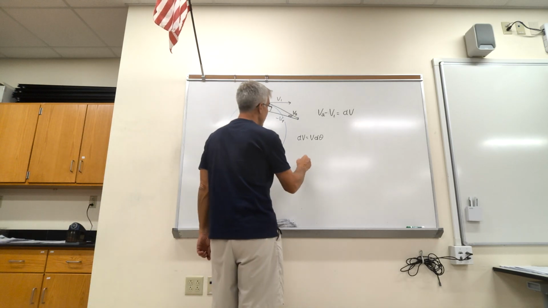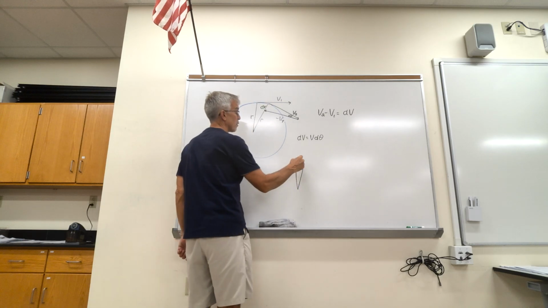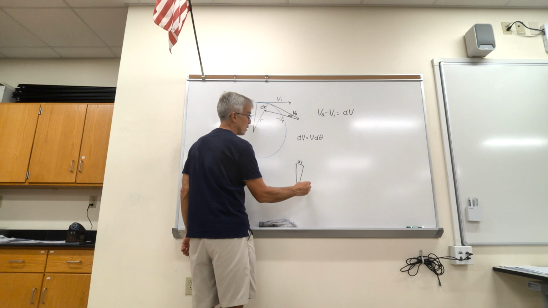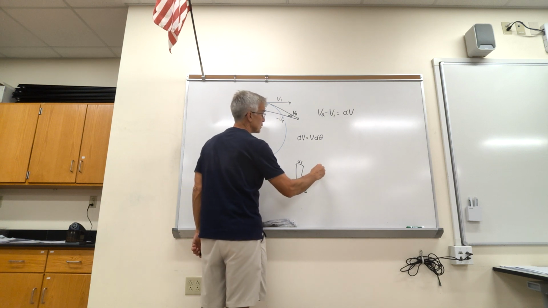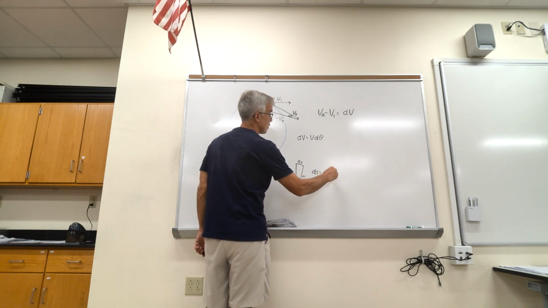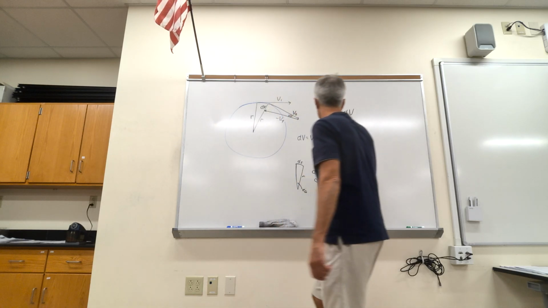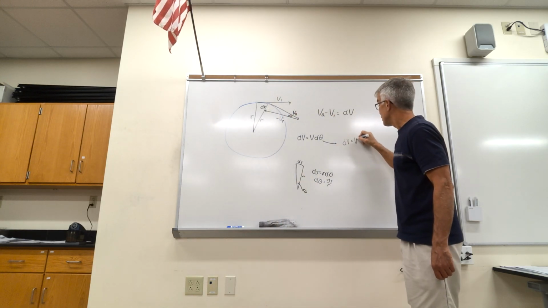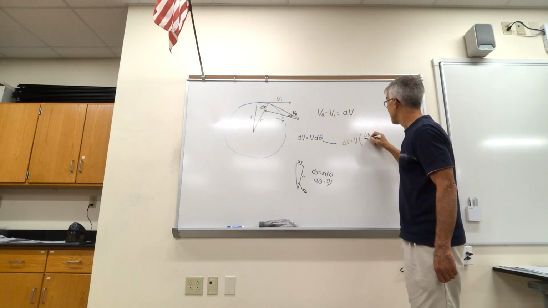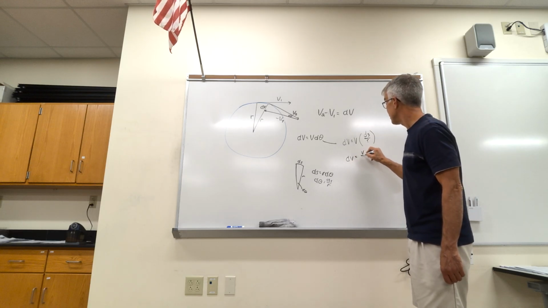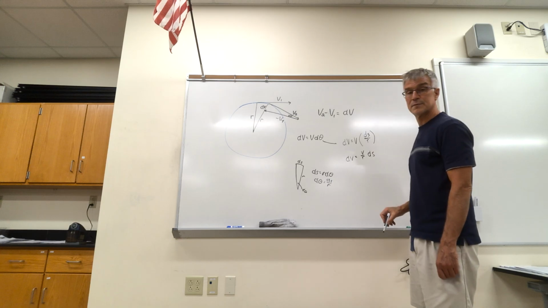Now, if I have something moving in a circle, with this arc length ds, and let's say this is d theta, and I have a radius of r, ds equals r d theta, which means that d theta is ds over r. So I'm going to use that over here. I'm going to say that dV equals V times ds over r. I'm going to rewrite this: dV equals V over r times ds.